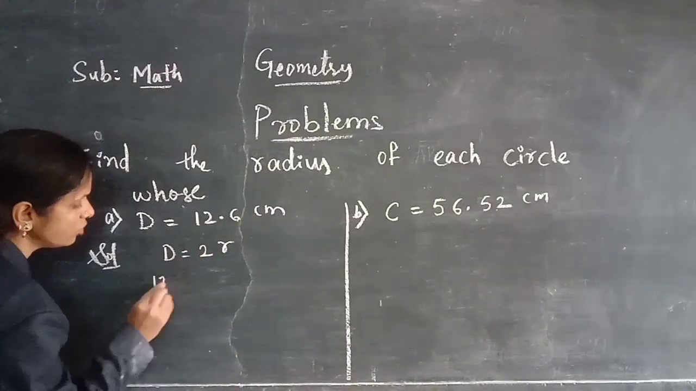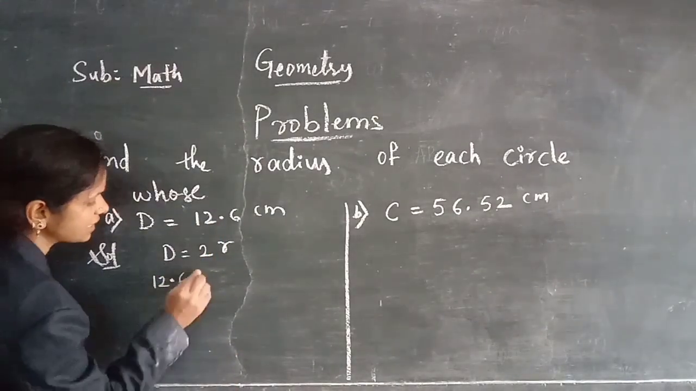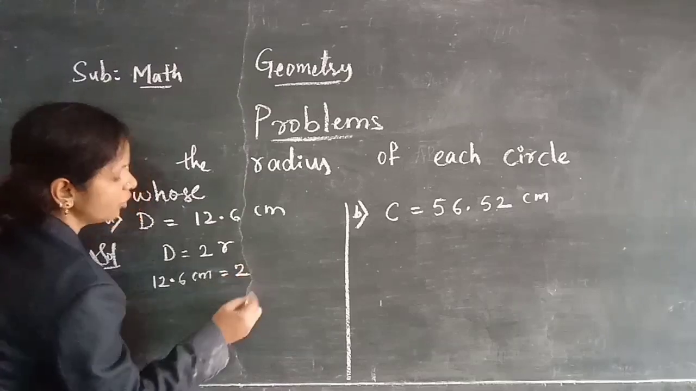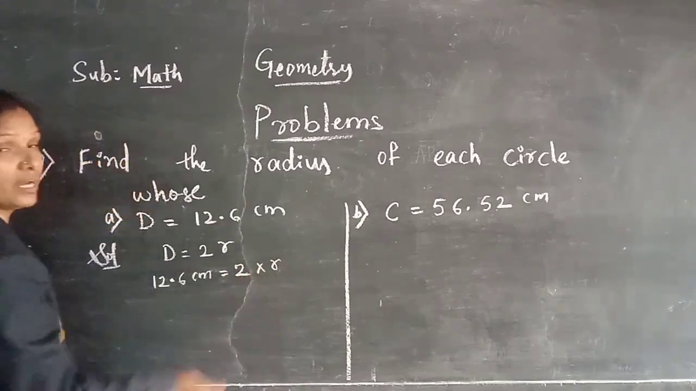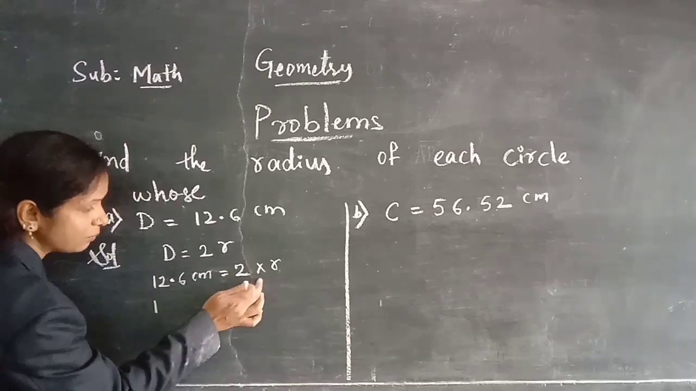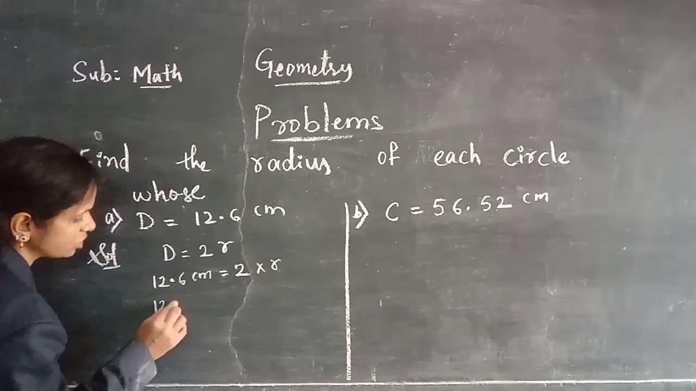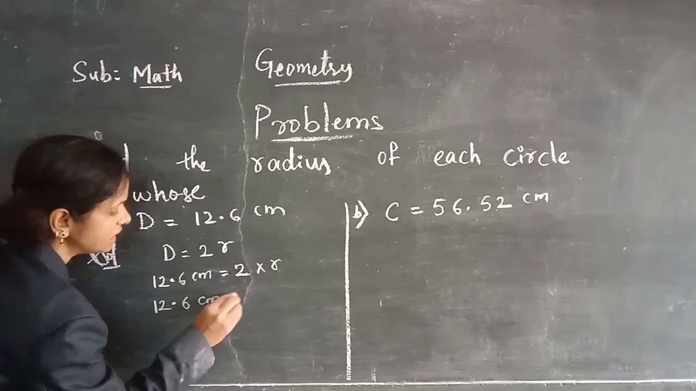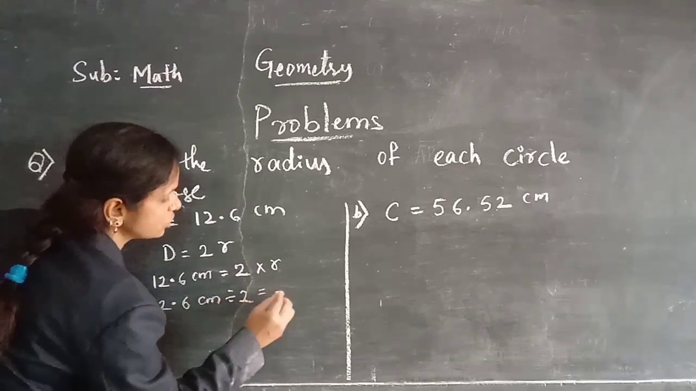We are substituting the diameter value in the given formula. The diameter value, 12.6 centimeters, as given in the problem, is equal to 2 into r. Now we need to find the value of radius. So I am shifting the 2 to this side. Nothing but here the multiplication will become division. So 12.6 centimeters divided by 2 is equal to radius.